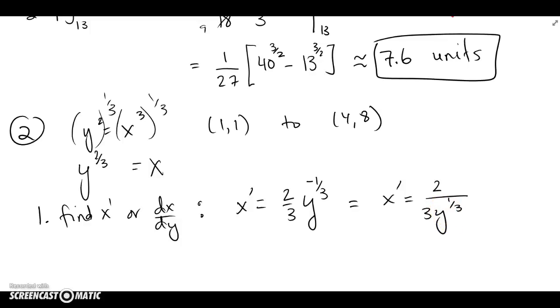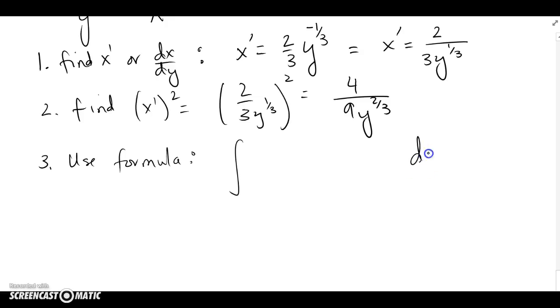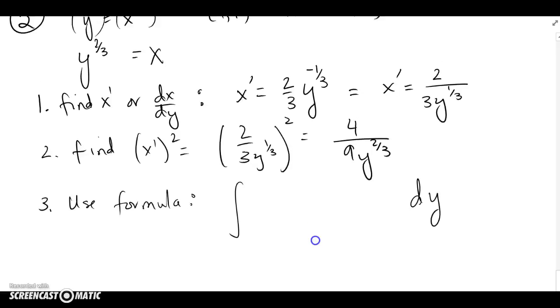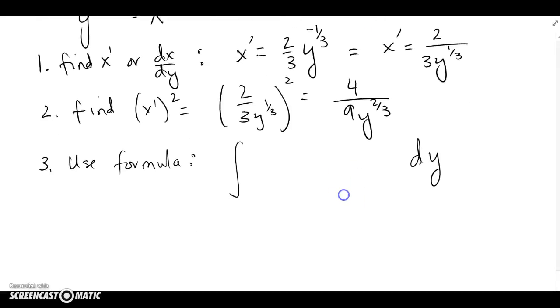I'm going to go square it. Okay, so square the 2, 4, square the 3, 9, and square the 1/3, that's going to be 2/3, and let's go plug it into the formula. Remember, this is going to be a dy problem, so I better use y values for my limits of integration, 1 to 8. So 1 to 8, square root of 1 plus f prime, or x prime in this case, squared, and notice that integral does not look as friendly as the dx problem we had set up.